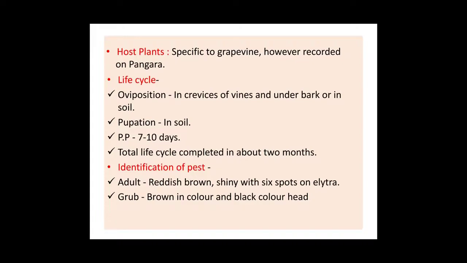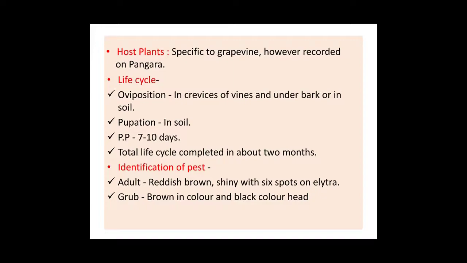Next point is life cycle. How the pest completes its life cycle. Oviposition means the site of egg laying: in crevices of vines and under bark or in the soil. Pupation takes place inside the soil and the pupal period is completed in 7 to 10 days. The total life cycle of the flea beetle is completed in about 2 months.